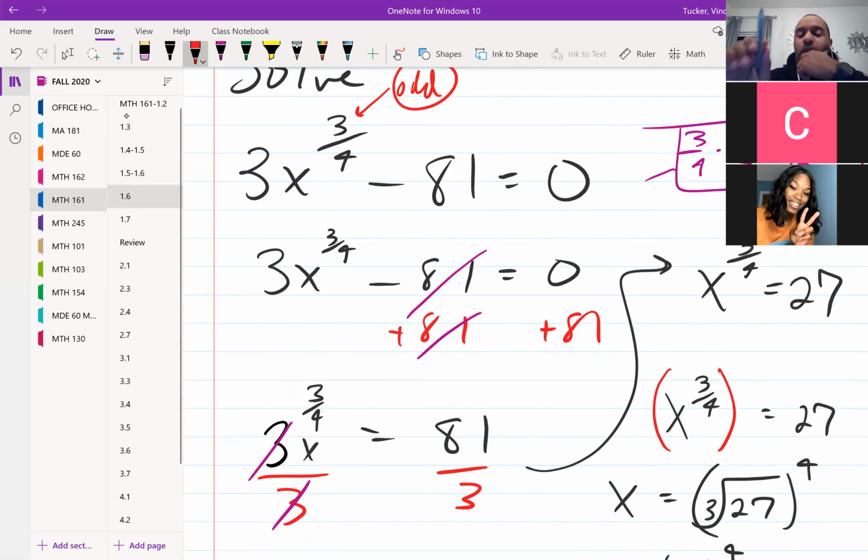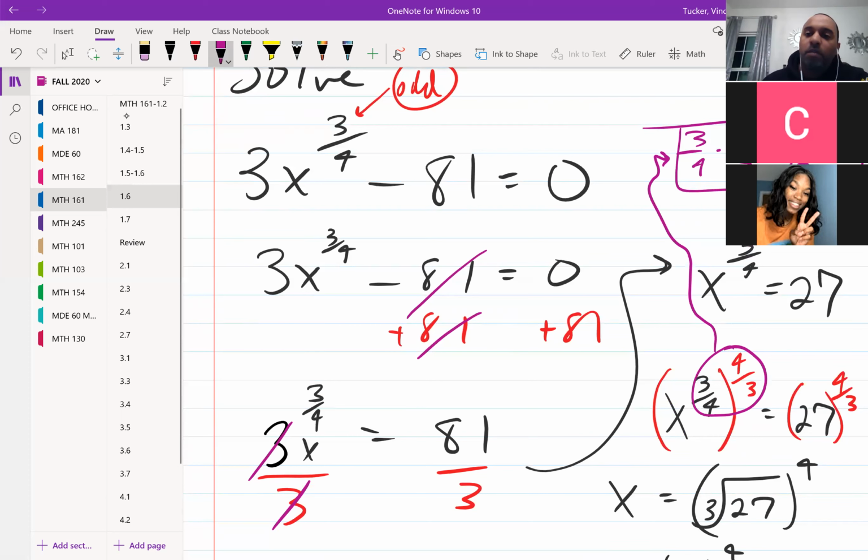Now, according to what our steps told us, we want to raise both sides to the 4/3. All right, we're flipping that fraction that we have as an exponent. The reason being is because whenever you're raising a power to a power, you're multiplying. And that's what happens here. 3/4 times 4/3 is 12 over 12, which is just 1. So that simplifies our x down to just x to the first power.